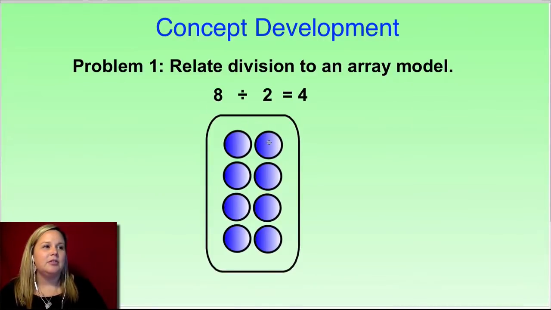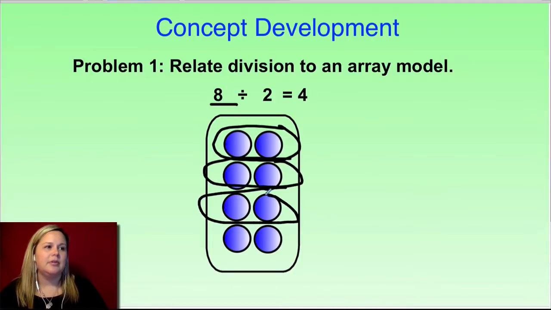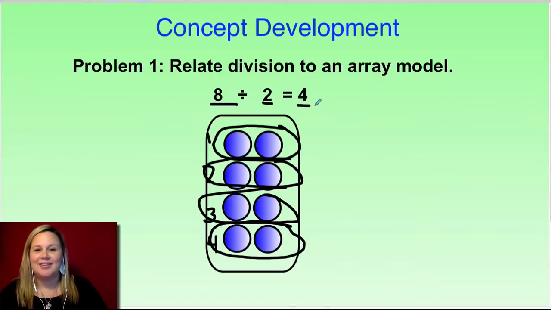So I have 1, 2, 3, 4, 5, 6, 7, 8. I have 8. There's my total right there. Okay. I divided it into 2, so I divided it into groups of 2. So 1 group of 2, 2 groups of 2, 3 groups of 2, and 4 groups of 2. So that's where I get my 2's. And then there are 1, 2, 3, 4 rows.